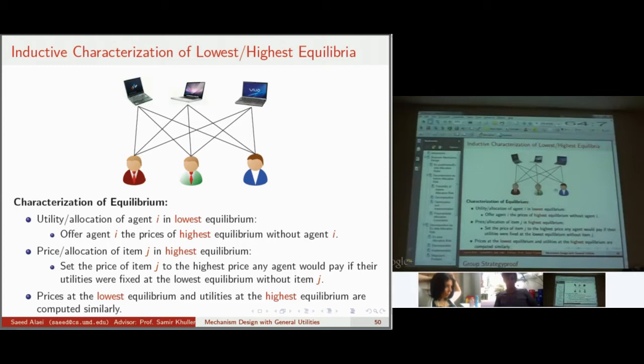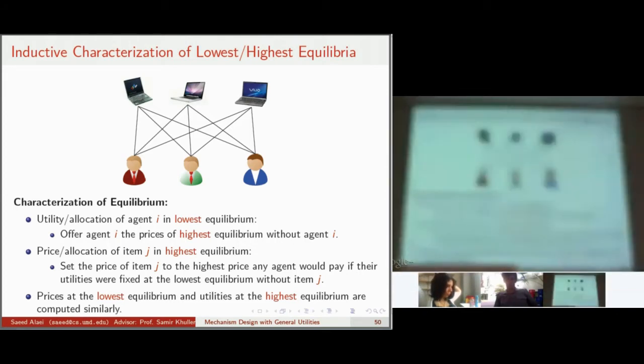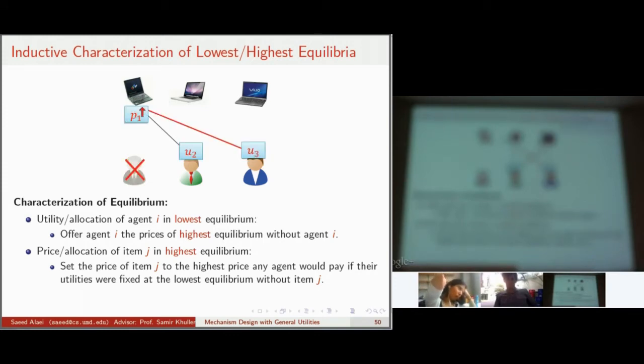What do you mean by duplicate? You go through the thought experiment. What if there were a second item J in addition to the first item J? Oh, you mean if you have multiple units of an item? Yeah, but the reason I'm asking is simply that the condition you have in the bottom line there sounds a lot like a condition in Gul and Stacchetti.